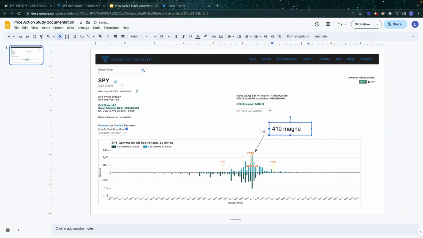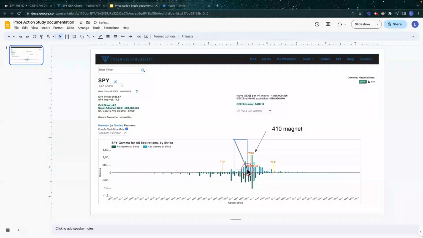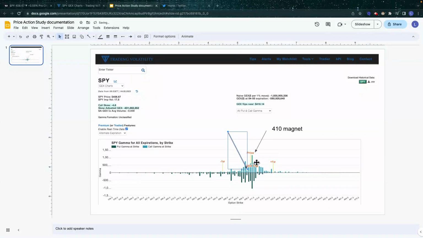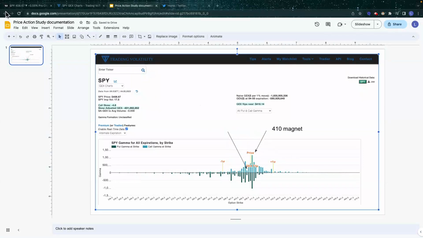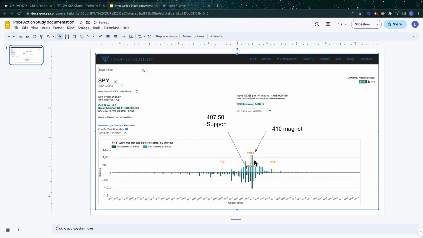So if we bounce off of this price that we're at right now, this 407.94 or 408, we can definitely expect to get drawn toward this 410. But we definitely want to watch out for this 407.50 for support for the day. 407.50 for support for today. And then we also want to watch for us to maybe get over 410.